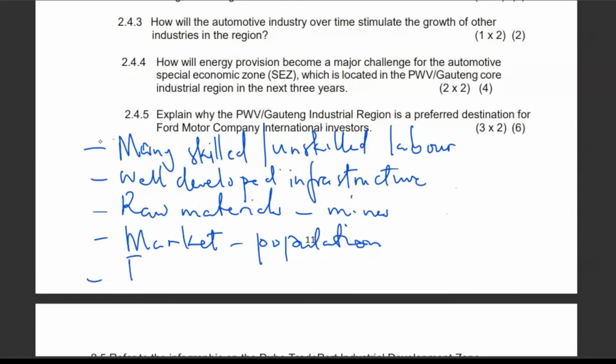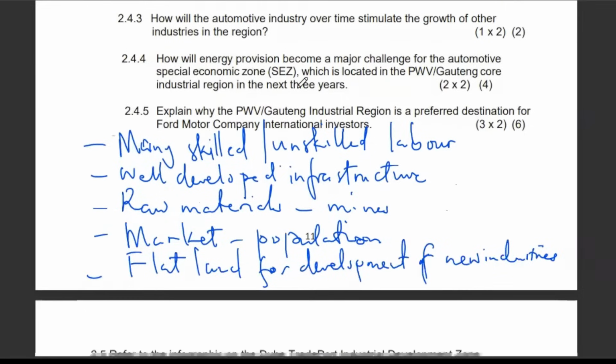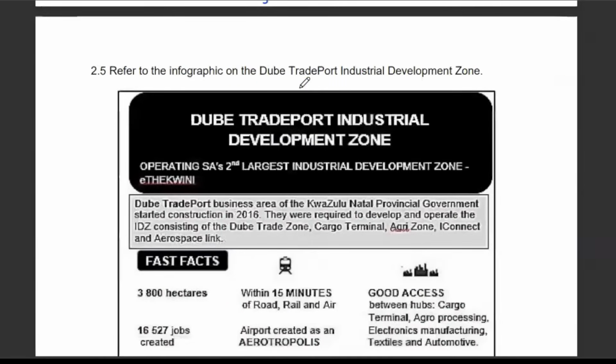Then also you can talk of flatland for development of new industries or for expansion. There's flatland around Gauteng, which enables the businesses to expand and also to develop new industries. Right, those are basic reasons as to why they can target Gauteng. We move on to the next question.